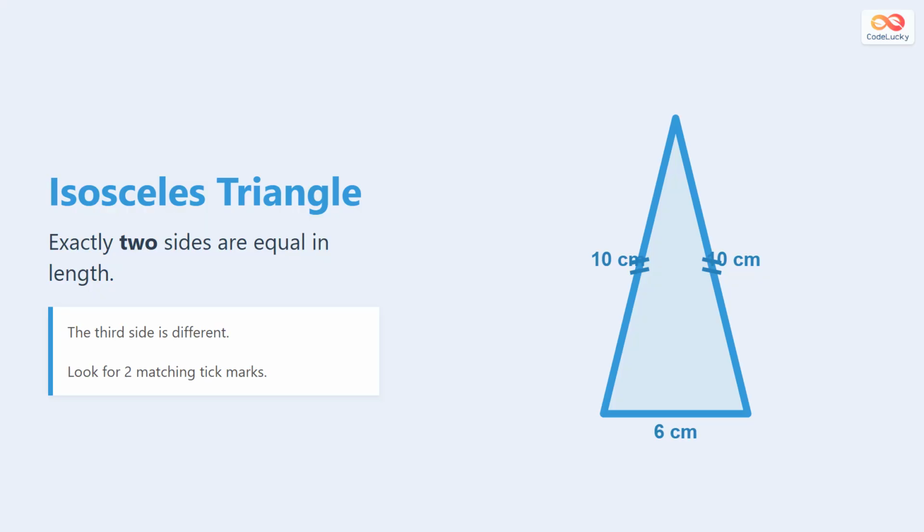Second is the Isosceles Triangle. This type of triangle has exactly two equal sides. The third side is a different length. On a diagram, you will see matching tick marks on just two of the sides.